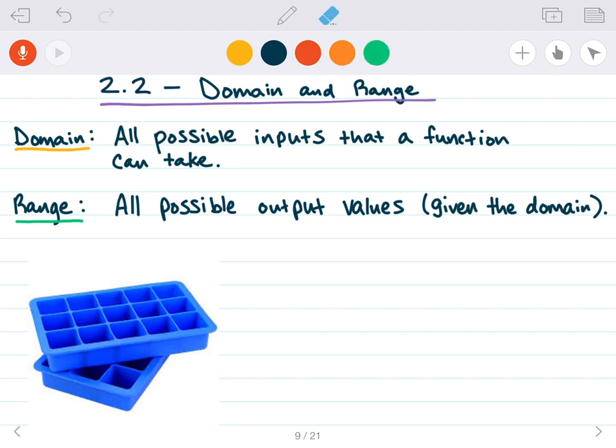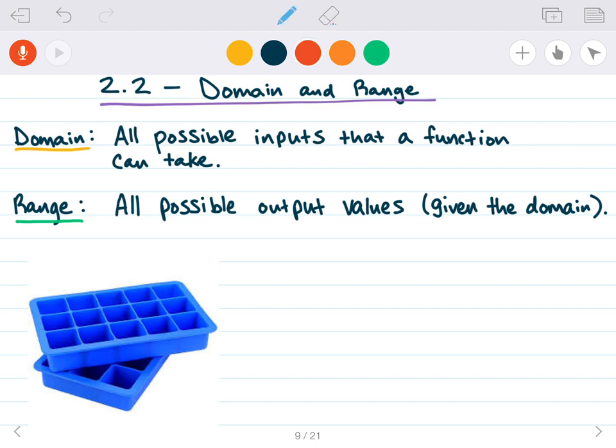Hey guys, in this lecture we're going to talk about section 2.2 in the textbook, domain and range. So let's just get into it. The domain is all possible inputs that a function can take. In other words, all possible x values that are valid for a function. And the range is all possible output values given the domain, or another way of thinking about it is all possible y values that a function can have.